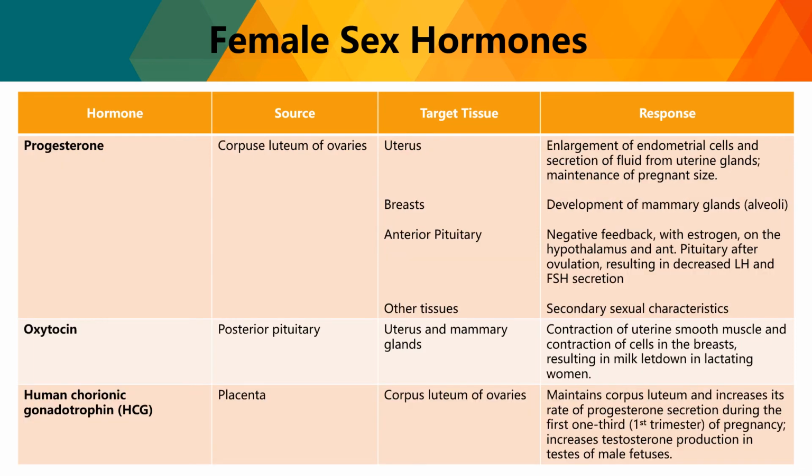You also have the progesterone. It's coming from the corpus luteum of the ovaries. So target tissues are the uterus, the breast, anterior pituitary, and other tissues as well. And then you have the oxytocin, which is from the posterior pituitary. It targets the uterus and mammary glands. It's for the contraction of your uterine smooth muscle and contraction of cells in the breast, resulting in milk letdown in lactating women. So it's very important that there's enough oxytocin in lactating women or yung mga bagong panganak na babae para magkaroon sila ng milk letdown.